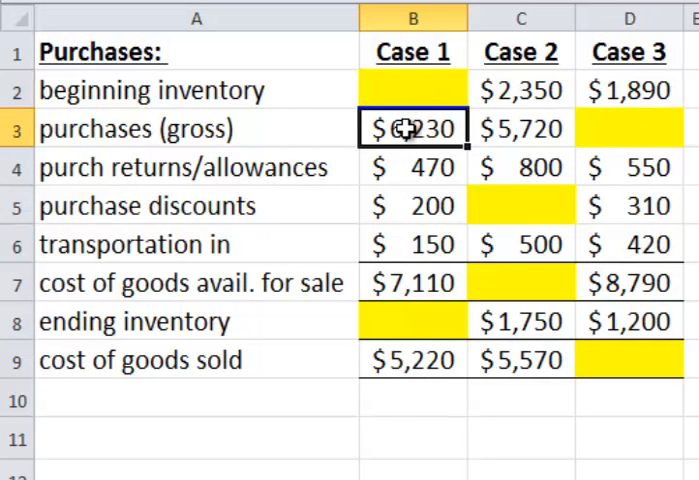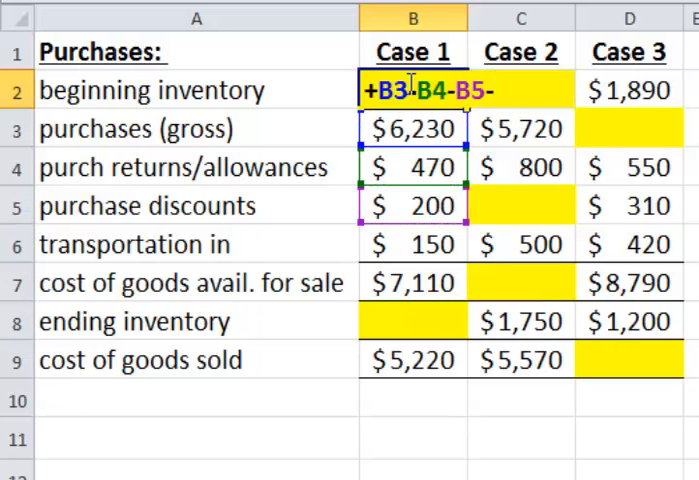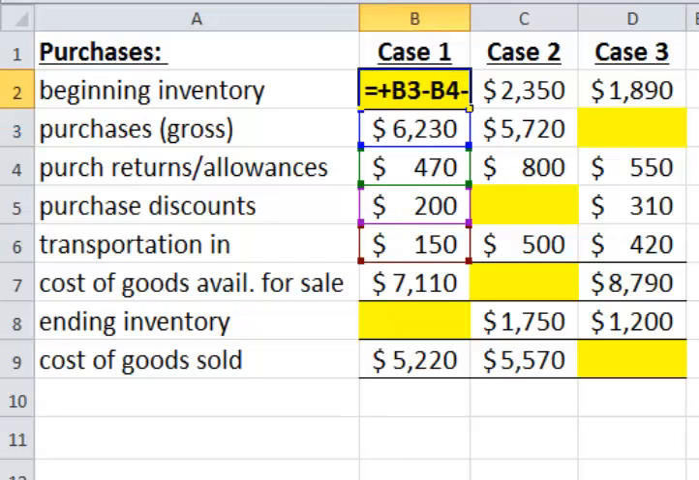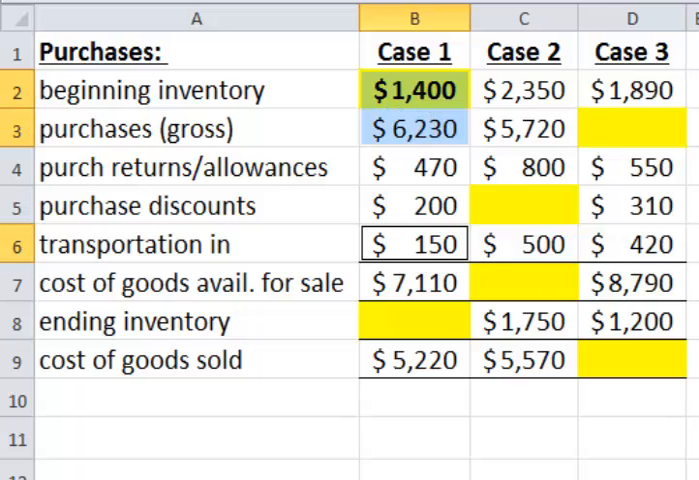Beginning inventory plus purchases minus purchase returns minus purchase discounts plus transportation in equal that number. So these right now net to that needs to be added. Right now this collection nets to 5,710 and we need it to be 7,110. So we need, what amount would it take? So 1,400 would make that work. That would be those 3 added and then these 2 subtracted from it.